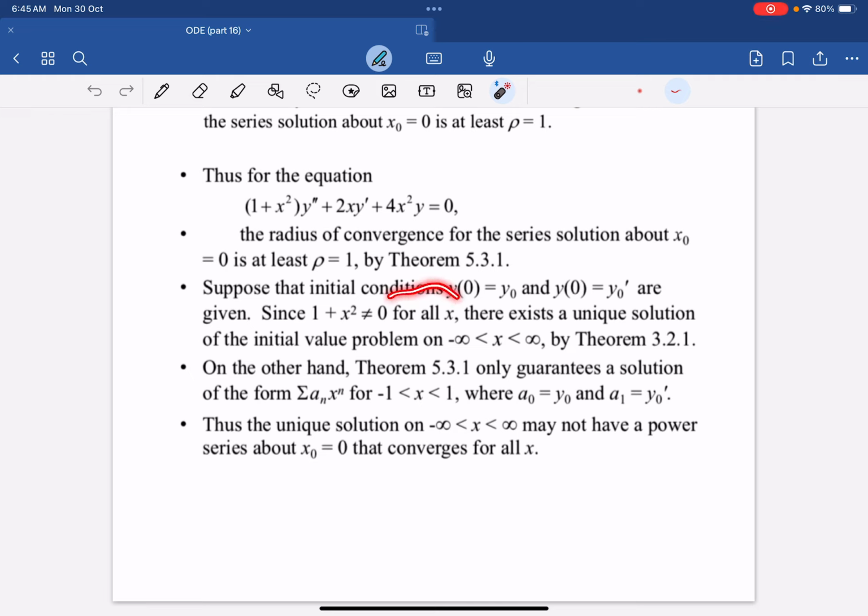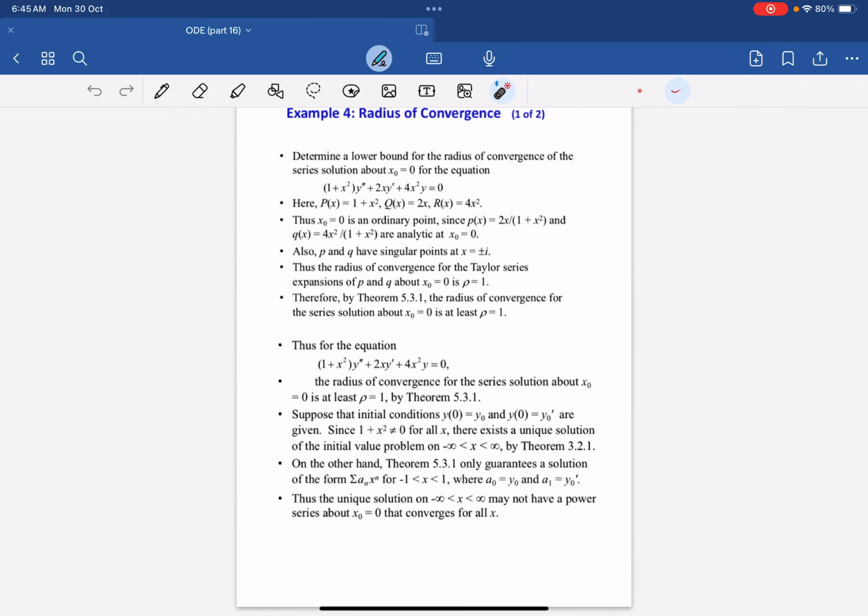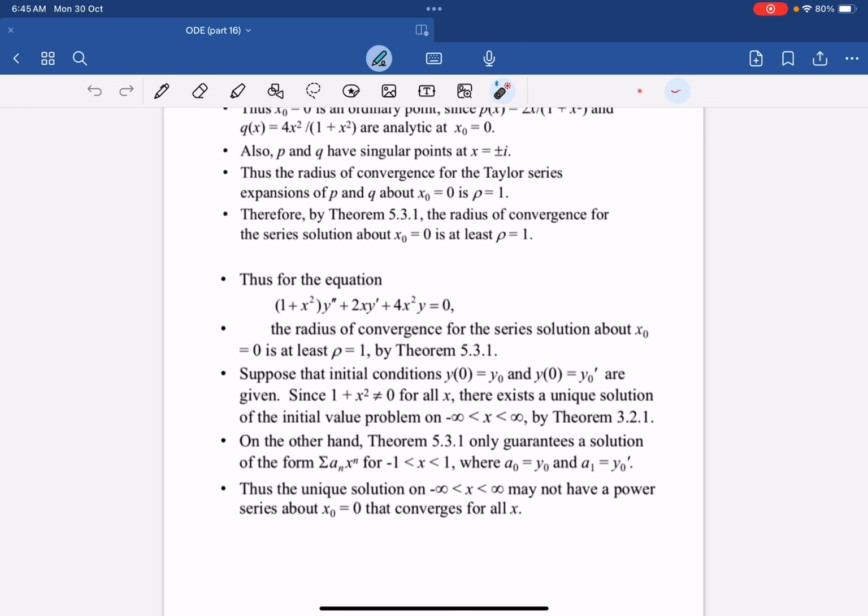And suppose that initial conditions y(0) and y'(0) are given, then there exists a unique solution in the reals. On the other hand, it will also guarantee that the solution will be of the form of a series solution.